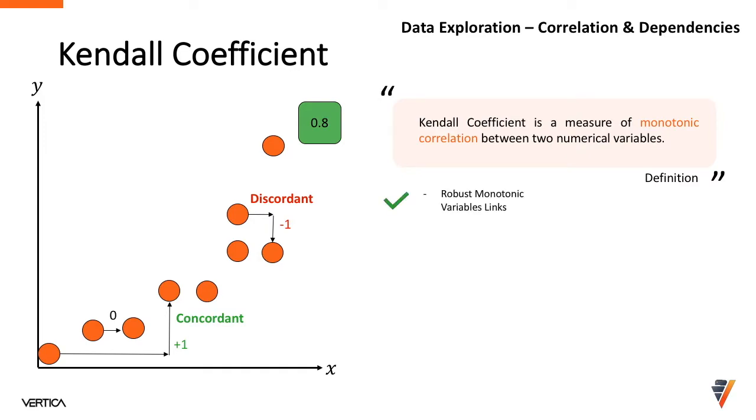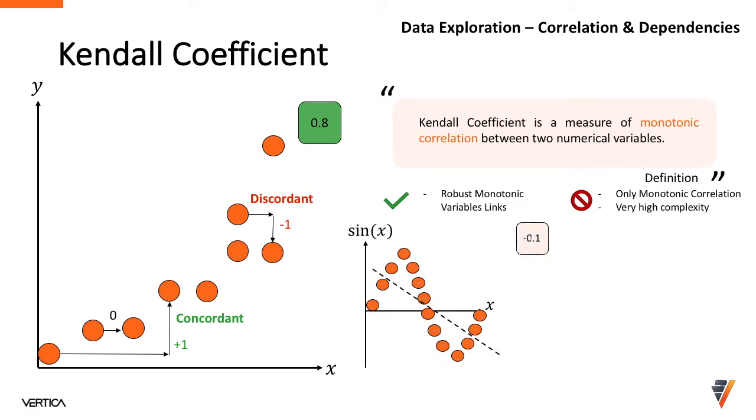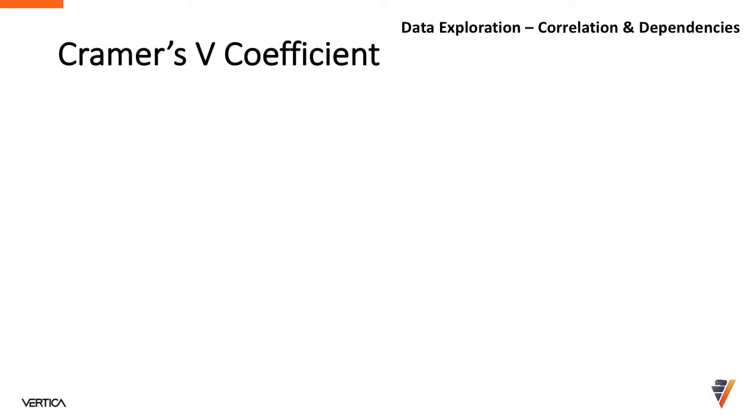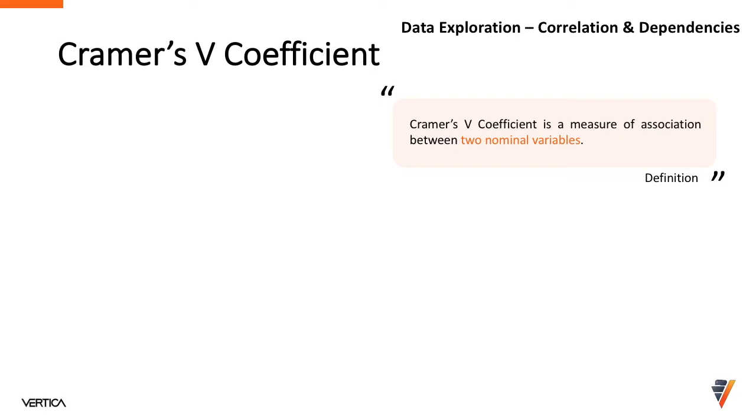It is computing a score much more robust than the one of Spearman. However, it can only identify monotonic links, and it is very complex to compute. Let's now see how computing correlations between two categorical variables. Cramer's V correlation coefficient is the only one used to measure association between two categorical variables.